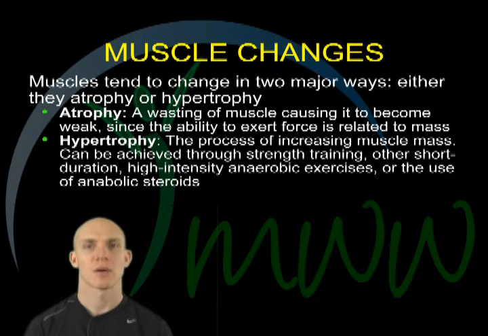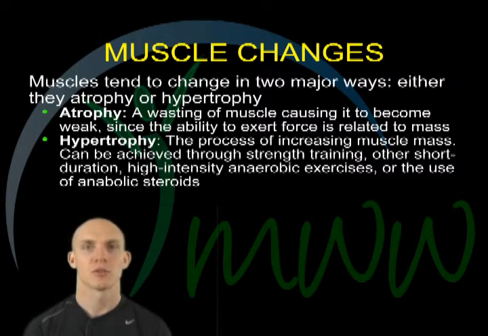The muscles are dynamic and are consistently changing. They tend to change in two specific ways. They either atrophy or hypertrophy. Atrophy occurs when the muscle wastes, causing it to become weak. A muscle's ability to exert force is directly related to its mass. Hypertrophy occurs when you build or increase muscle mass.